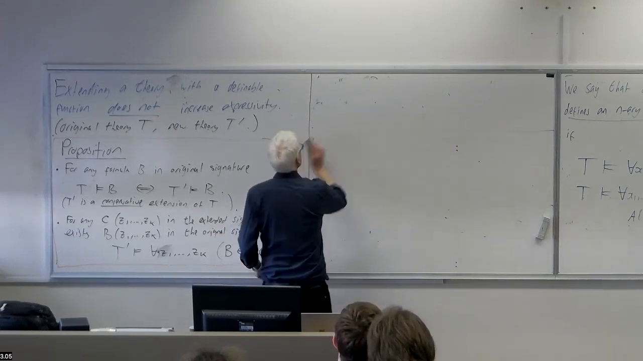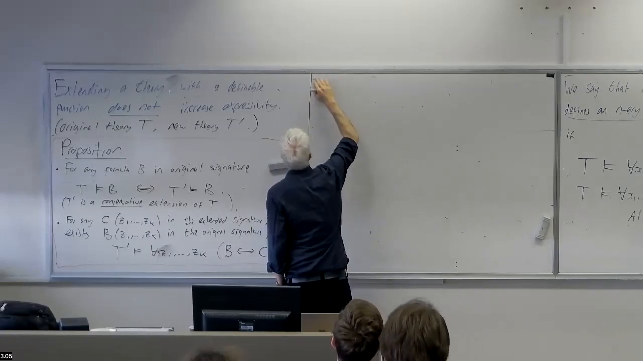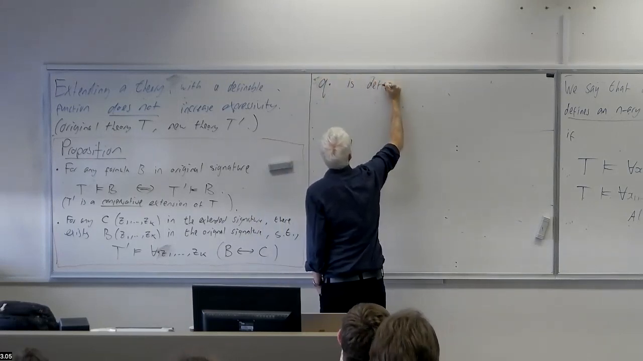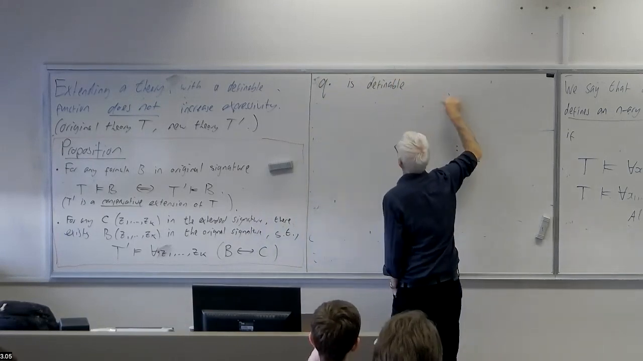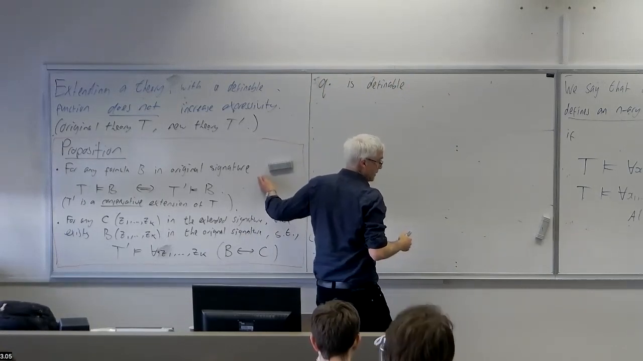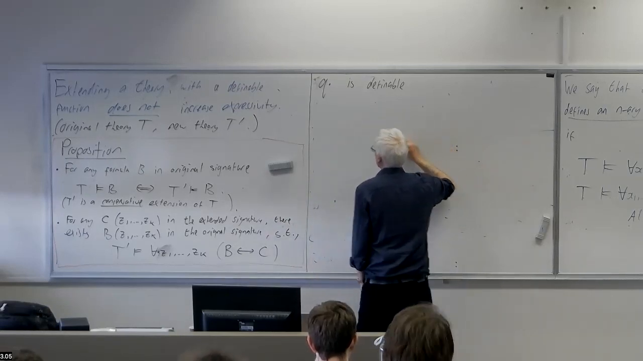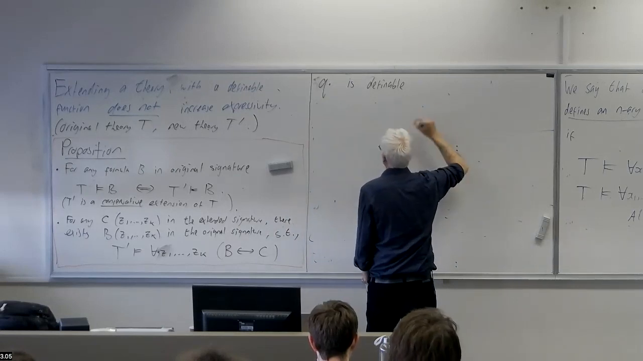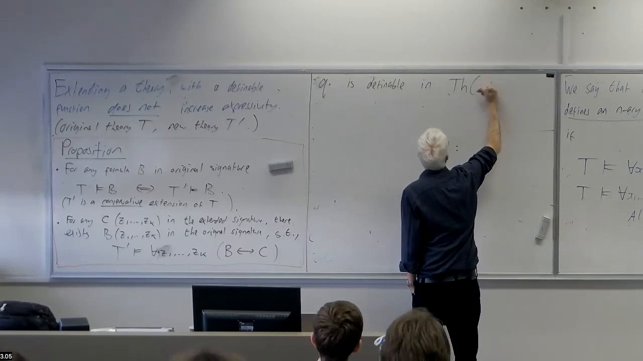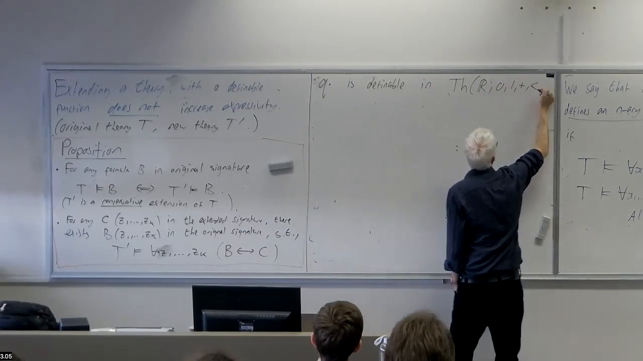So let's use black here. I want to show that Q dot is definable. And this is really not hard. We've got the general machinery that works for arbitrary function symbols, functions taking n arguments. Here we've just got a unary function, and it's not difficult to show it's definable. So anyway, let's do it. This function is definable in the theory of the reals with 0, 1, plus and less than.